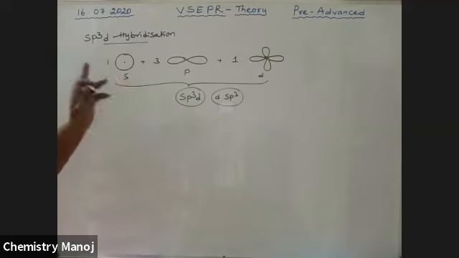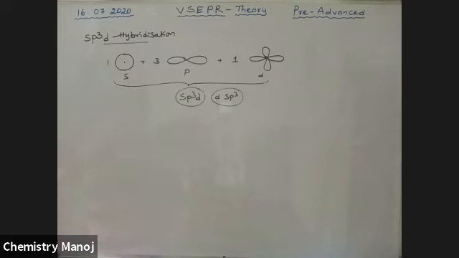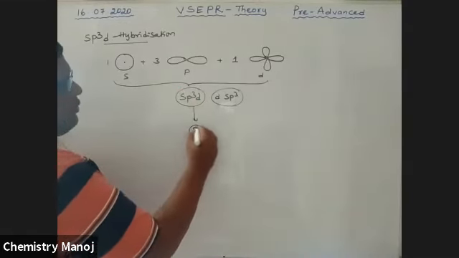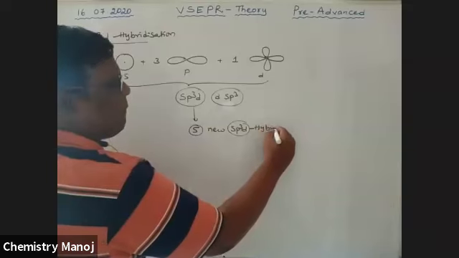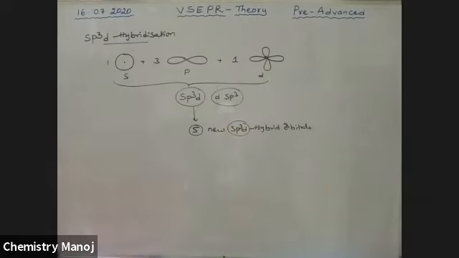How many orbitals are involved in mixing? 1 plus 3 is 4, plus 1, 5 orbitals are involved in mixing. How many new orbitals will be produced? The number of orbitals mixed is equal to the number of orbitals produced. So 5 new orbitals are produced. All those 5 new orbitals are not individual, they are in a combined state, so a particular shape is available. That is the shape of the hybridization. So this hybridization gives 5 new sp3d hybrid orbitals.